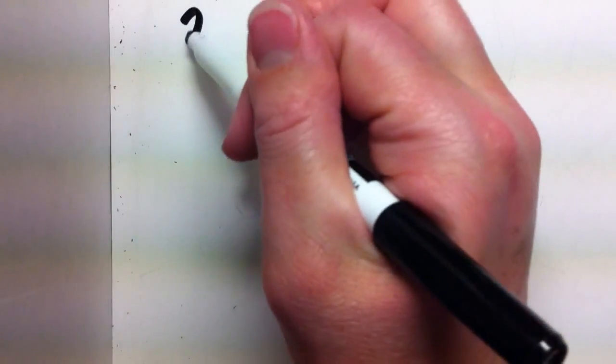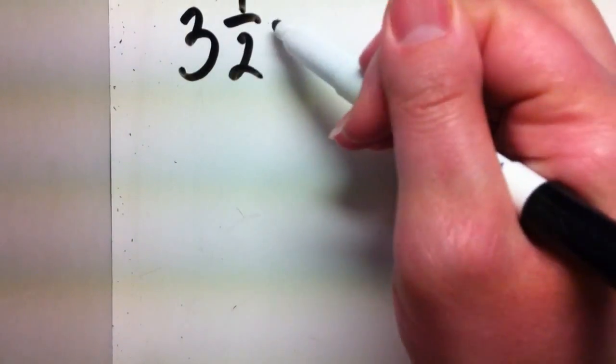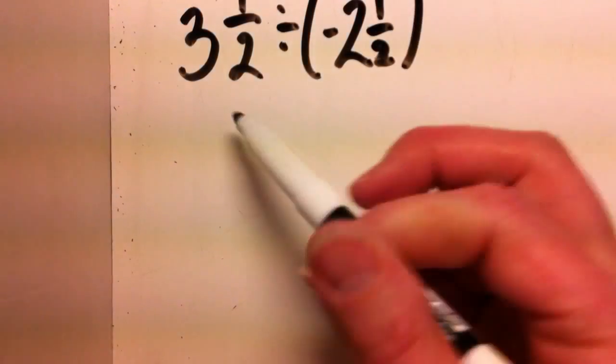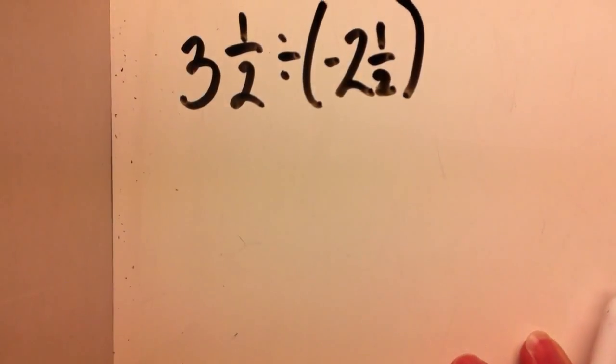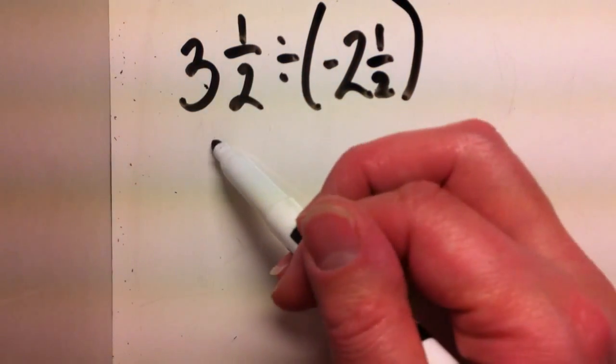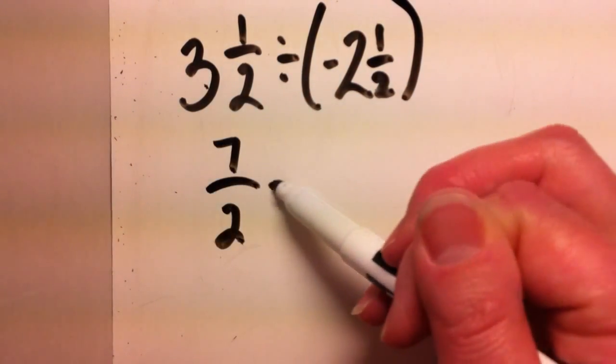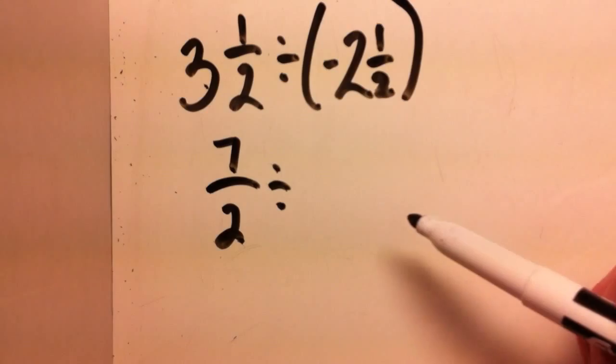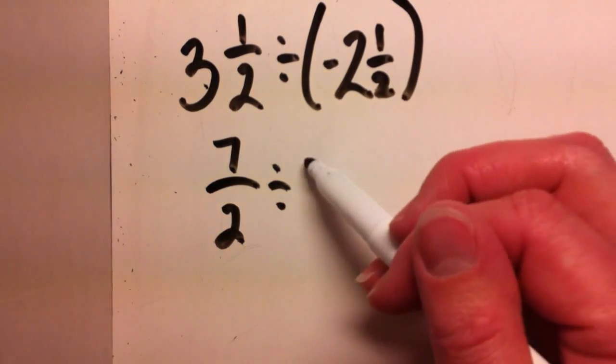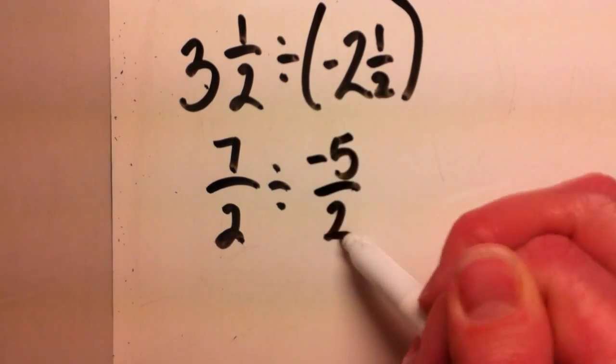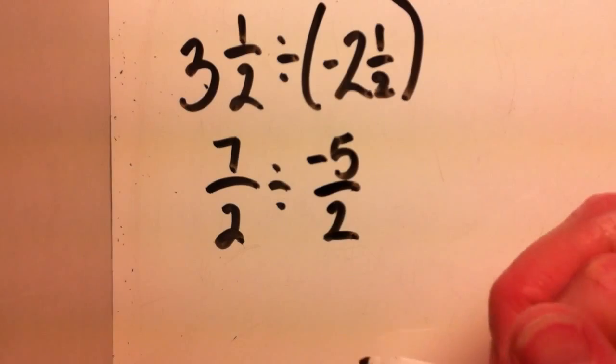Let's look at 2 more examples. So 3 1/2 divided by -2 1/2. Again, rewrite them as improper fractions. So 2 times 3 is 6, plus 1 more is 7, 7/2, divided by 2 times 2 is 4, plus 1 more is -5/2. Again, I'm going to put the negative with my numerator.